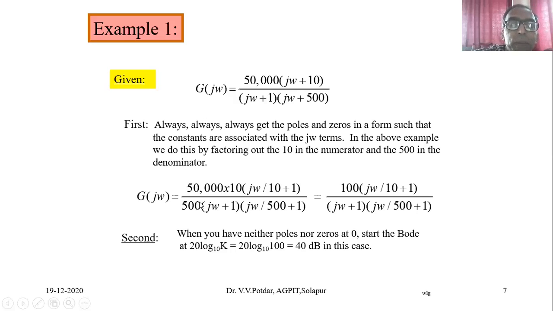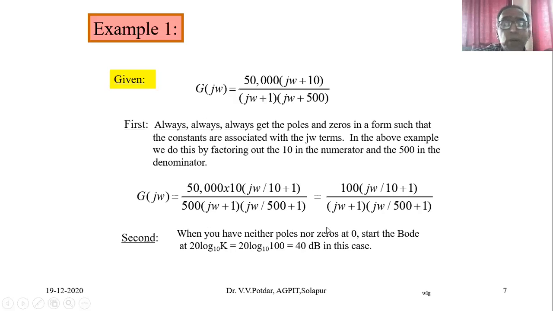So in the process, we have got these multiples, so I have to just simplify this, removing these two terms. Only 100 remains in the numerator, and I have got 1 + τs form in the numerator and 1 + τs form in the denominator. And 1/τ are the corner frequencies. So 10 is the corner frequency for the simple zero, 1 is the corner frequency for a simple pole, and 500 is the corner frequency for the second simple pole, right?